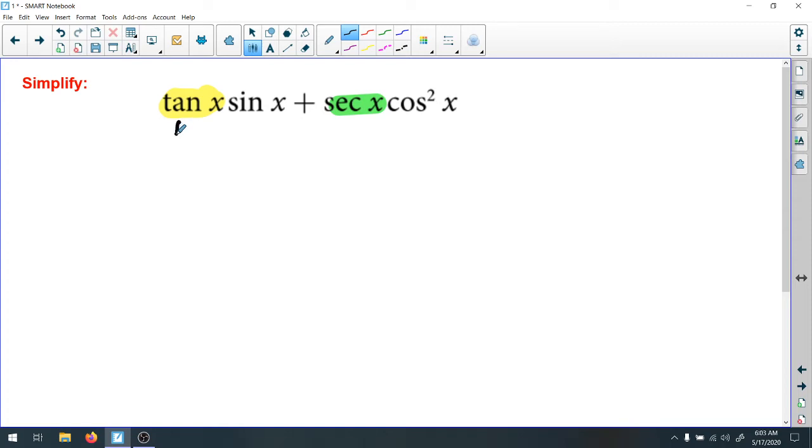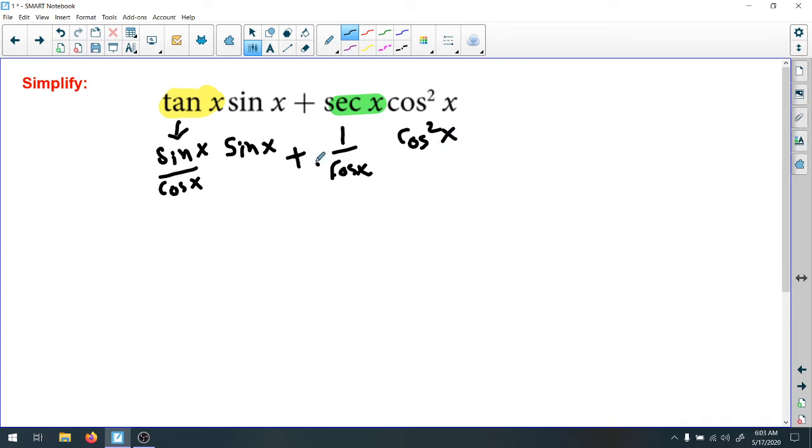Tangent will be sine x over cosine x. And we have this sine, just bring it down, sine x. Plus, we convert secant to be 1 over cosine x. And we have here cosine square x.